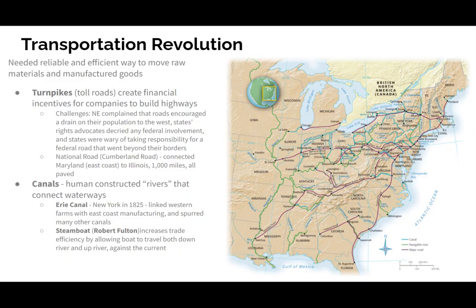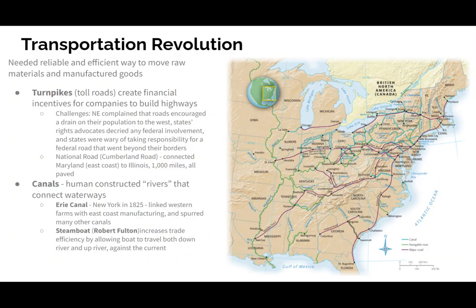Okay, and this is really going to shift with the building of the National Road, or the Cumberland Road, which connected Maryland on the East Coast to Illinois. This is 1,000 miles, all hard paved. Okay. So a lot of roads are going to be built. Around the same time, there's a big push and boom in building turnpikes. We're also going to see a boom in building canals. These are human-constructed rivers that connect waterways, that connect two different rivers.